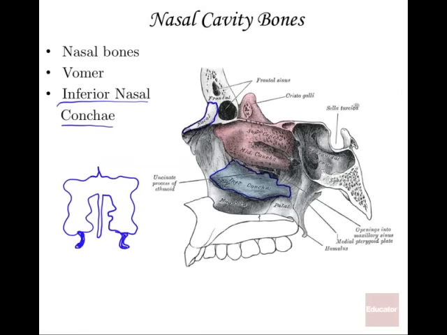Oh, and here is that sella turcica. You can see from this image a very clear view of that saddle where you would find the pituitary gland. And there's the sphenoidal sinus.